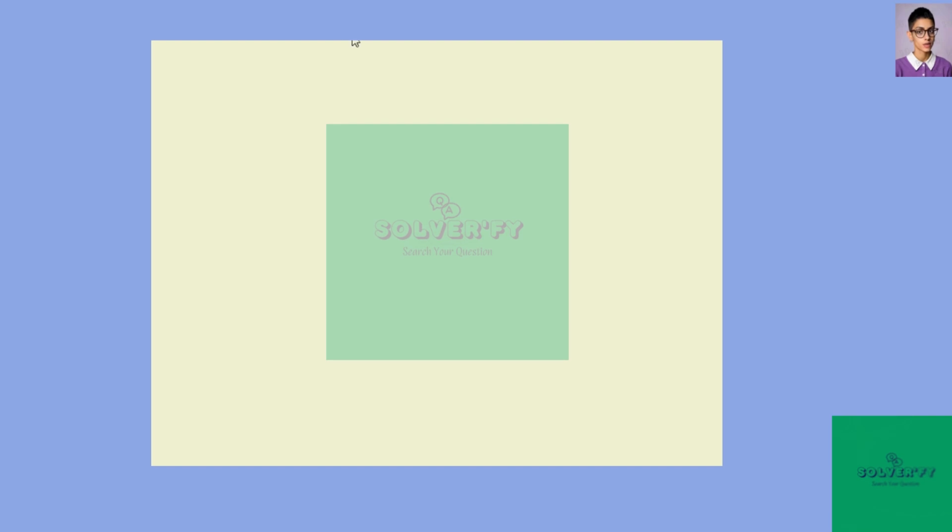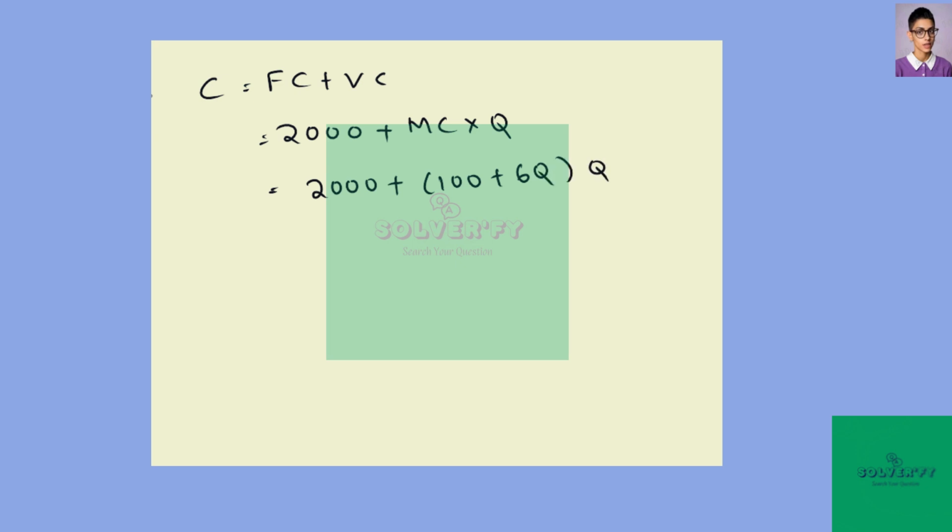Hello students, the total cost function C can be found by adding the fixed cost, that is 2,000, to the variable cost, which is the product of the quantity Q and the marginal cost MC. Here C equals FC plus VC, that is 2,000 plus MC into Q. So C equals 2,000 plus (100 plus 6Q) into Q, that is 100Q plus 6Q square plus 2000.